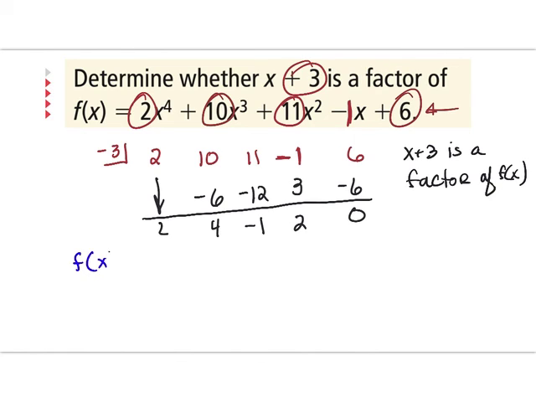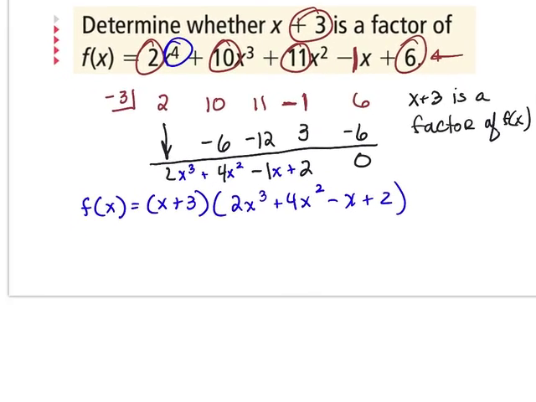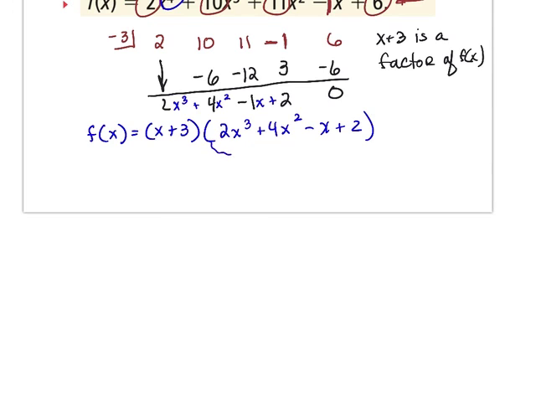We could say f of x is the factor we just found, x plus 3, times the answer to this division problem. We just start with one degree less. I was at x to the 4th, I'm at x cubed: 2x cubed plus 4x squared minus x plus 2. Should we see if this thing factors a little bit more? Let's see if we can factor this.